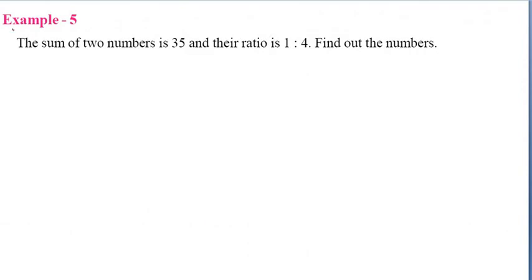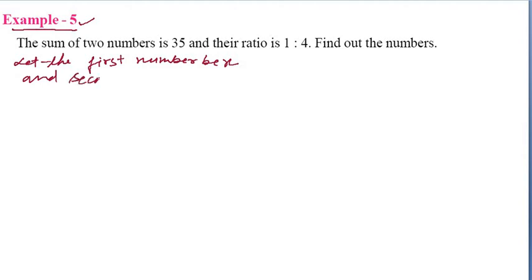Example 5. You can see here example 5. The sum of two numbers is 35 and their ratio is 1:4. Find out the numbers. So let the first number be x and the second number is equal to 35 minus x, because the sum of both numbers is 35.